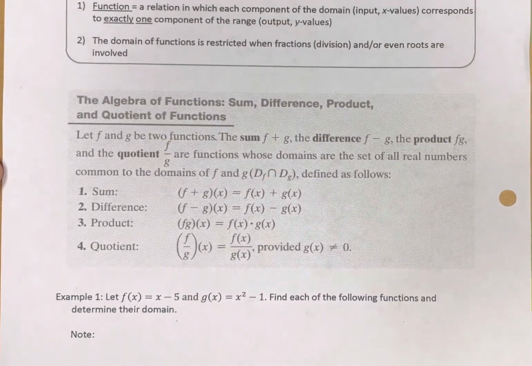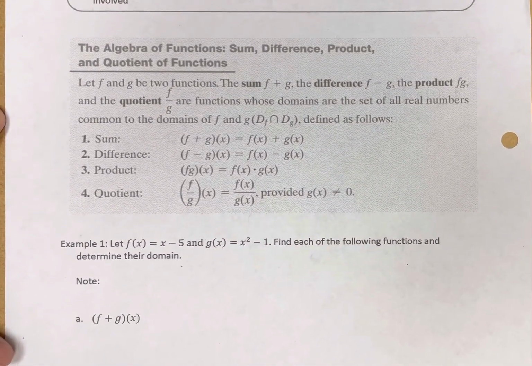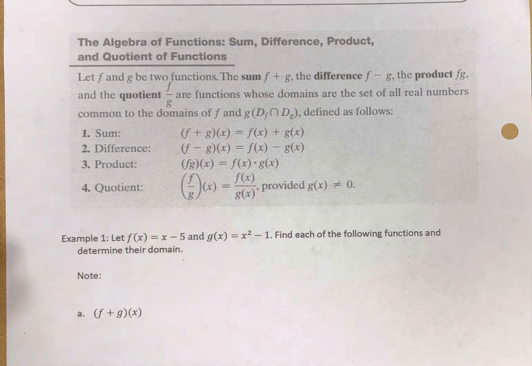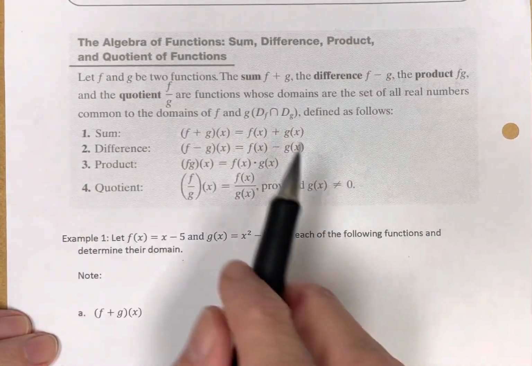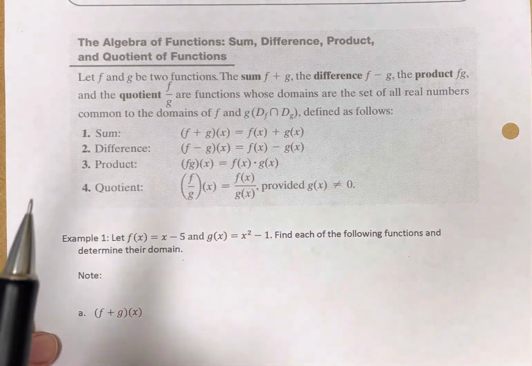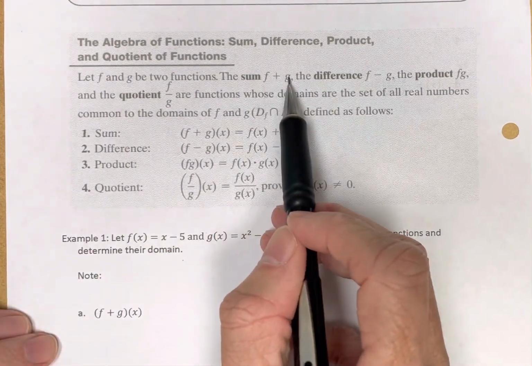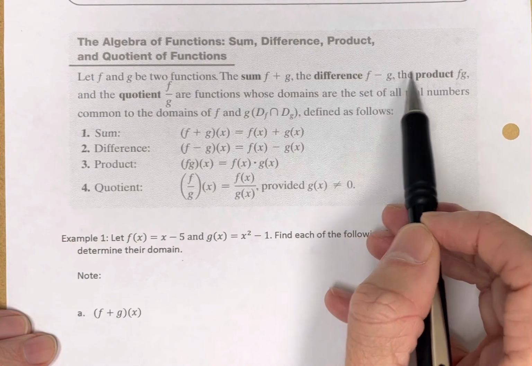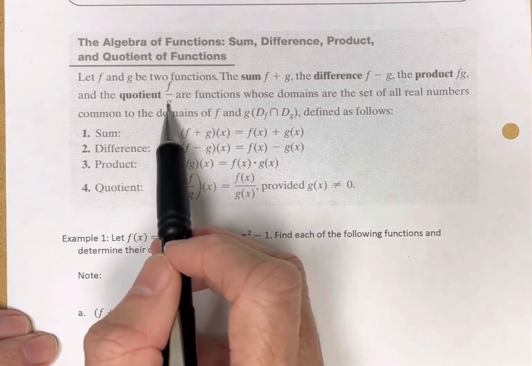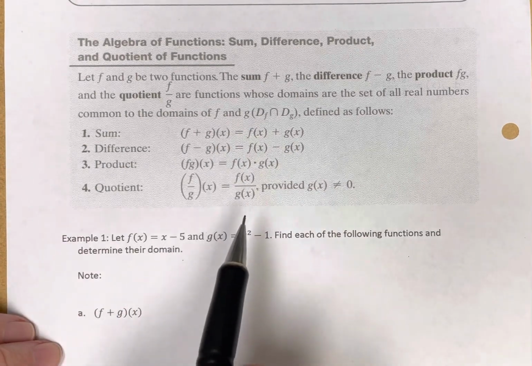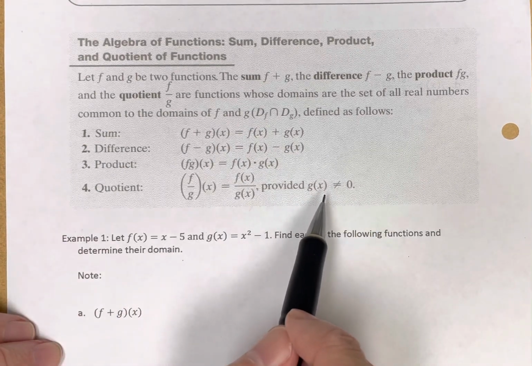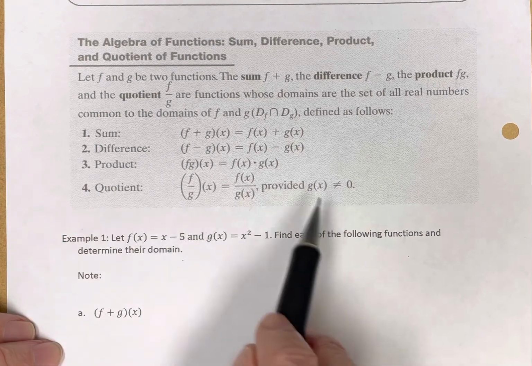So what does the algebra of all this look like? Well, I did a little copy and paste of a section from a textbook. The algebra of functions: sum, difference, product, and quotient. We've got two functions, f and g. The sum is f plus g, the difference is f minus g, the product is f times g, the quotient is f divided by g. The domains we really need to worry about here are the quotient.